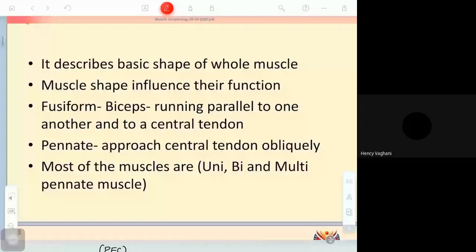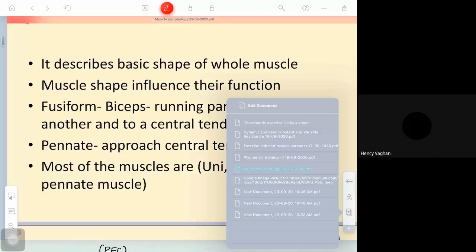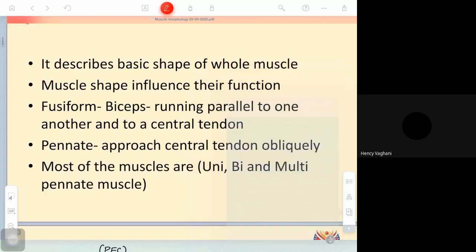Second, pennate. Pennate muscles are the muscles where the muscle fibers approach the central tendon obliquely. It makes an angle. The fibers of the muscle make an angle with the tendon. What are the examples? There are many. Examples are unipennate, bipennate, multipennate muscles. What is the example of bipennate? Calf muscle. Calf muscles are the example of bipennate.